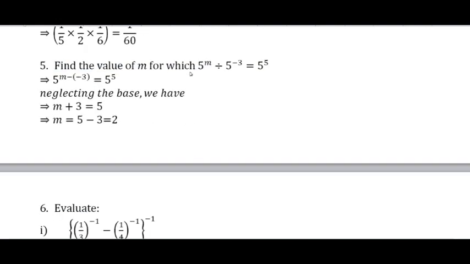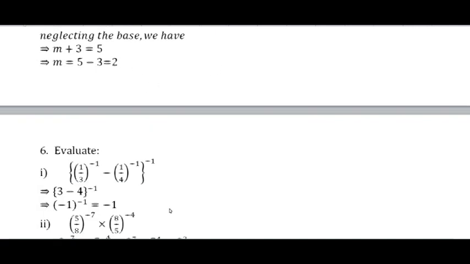In question number 5 here, find the value of m for which 5 to the power m divided by 5 to the power minus 3 is equal to 5 to the power 5. So we have taken that equation as it is, and since the bases are the same here and the powers are different, we have to subtract: 5 to the power m minus minus 3. So this minus double will become positive. Since the bases are the same everywhere, we neglect the base. We have only the power here: m plus 3 equal to 5. So m equal to 5 minus 3 equal to 2. So m is equal to 2.